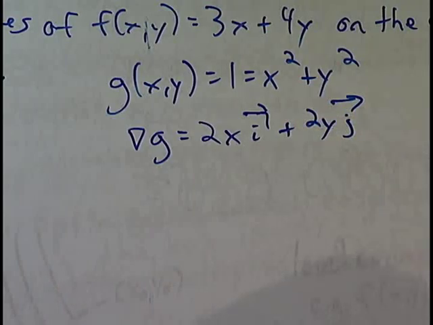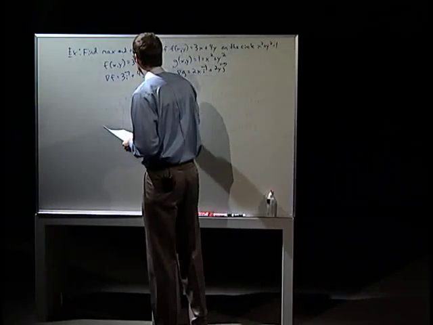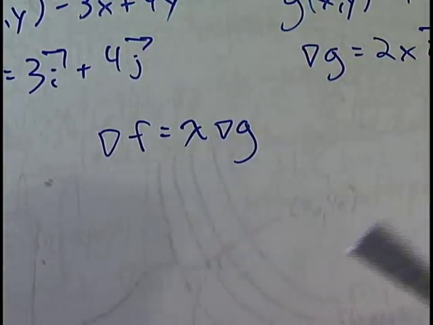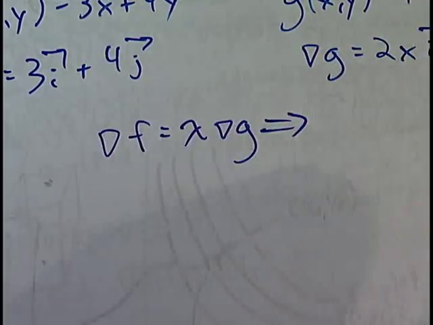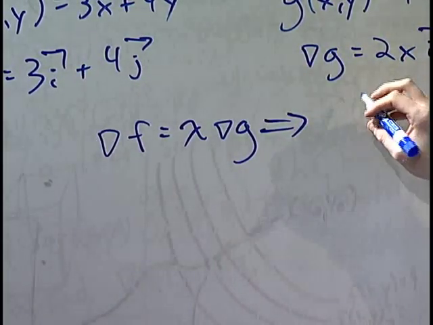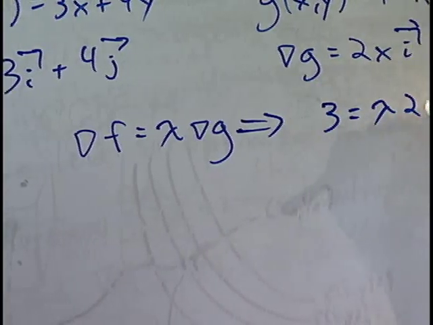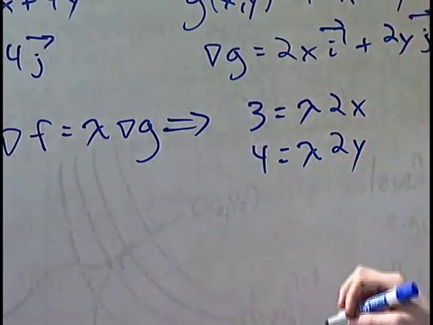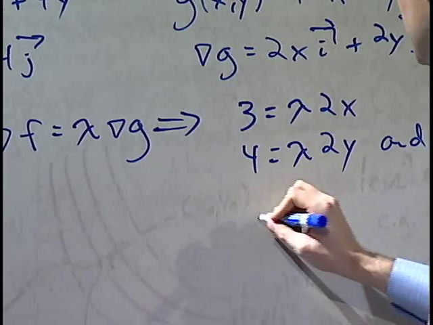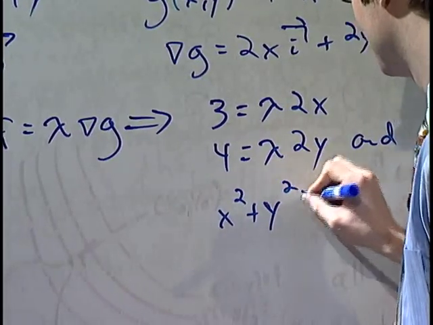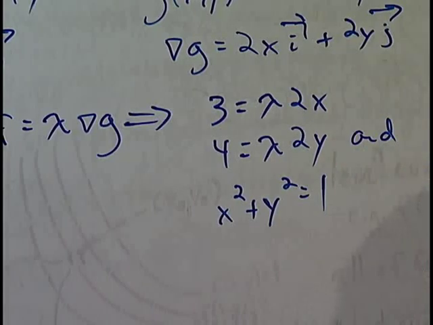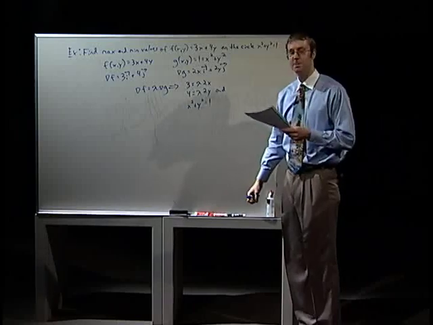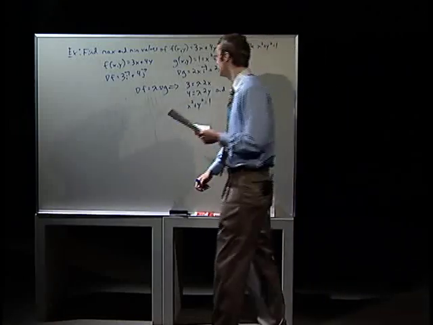Then we have to do the old multiplier trick, where we see if we can find a multiplier that makes this true. So we equate the i and j parts again. This is much easier than last time because we don't have such horrible equations. We have 3 equals lambda 2x, and 4 equals lambda 2y. And we also have the constraint x squared plus y squared equals 1. So I'm going to solve for x and y, then plug them in here and explicitly solve for lambda this time. Different ways of doing things.